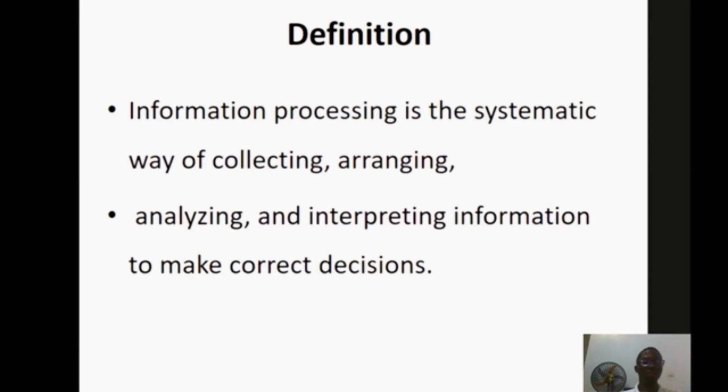So how do you make decisions? When you have data, or probably there's a problem on ground and you want to know how to make a decision, how do you go about it with the information you have? That is where information processing comes in. Like I said, it is a systematic way of collecting, which is the first stage. You collect the information, you arrange the information, analyze it, and interpret the information to help you. Now, it is based on all these steps that you're able to make correct decisions.